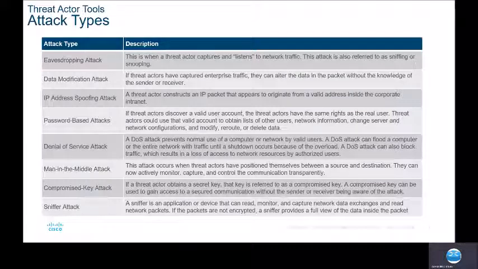Man in the middle is where threat actors have positioned themselves between a source and destination, and they can now actively monitor, capture, and control the communication transparently. Compromised key attack. If the threat actor obtains a secret key, that key is referred to as a compromised key and can be used to gain access to a secured communication without the sender or receiver being aware of the attack. Then a sniffer attack is an application or device that can read, monitor, and capture network data exchanges and read network packets. If the packets are not encrypted, a sniffer provides a full view of the data inside the packet.